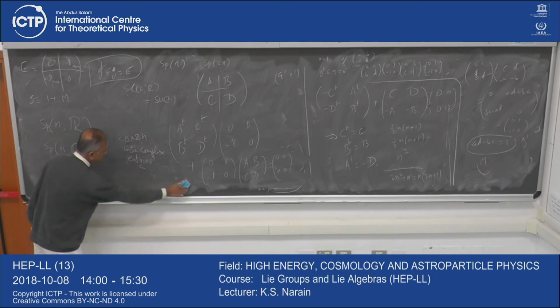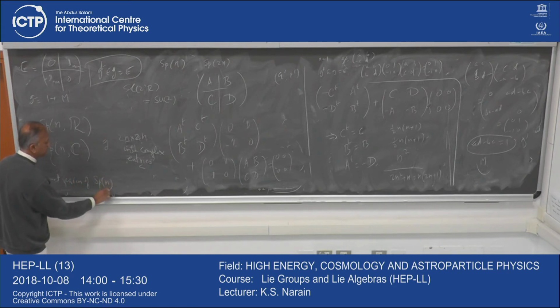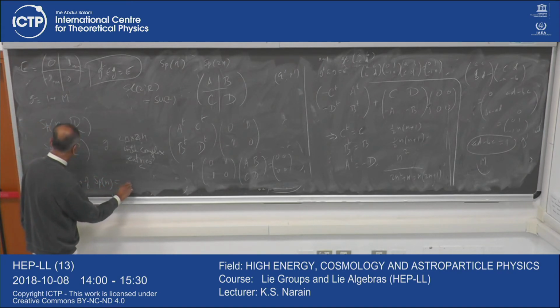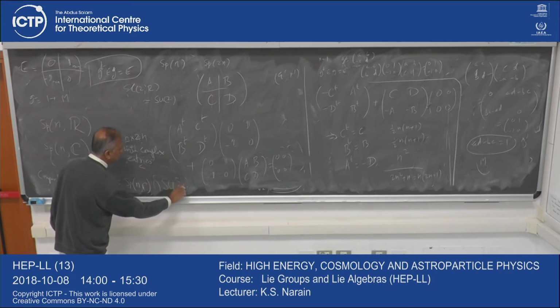And then you define what we call, I don't know, the notation, the compact version of SP, the compact version of SPN, as the intersection of SPN over C with SU2N.